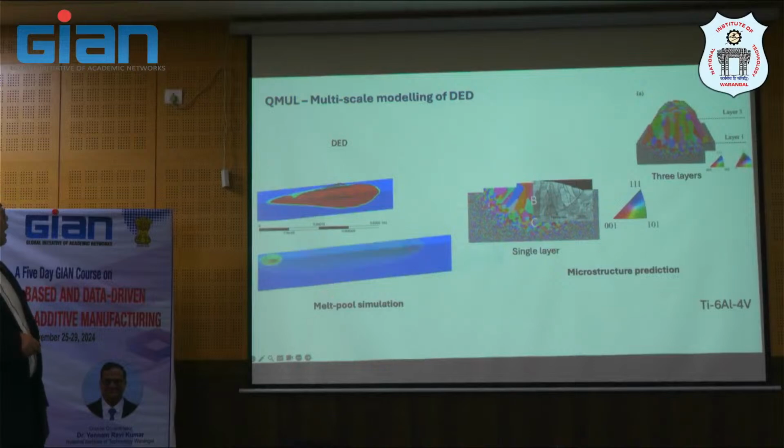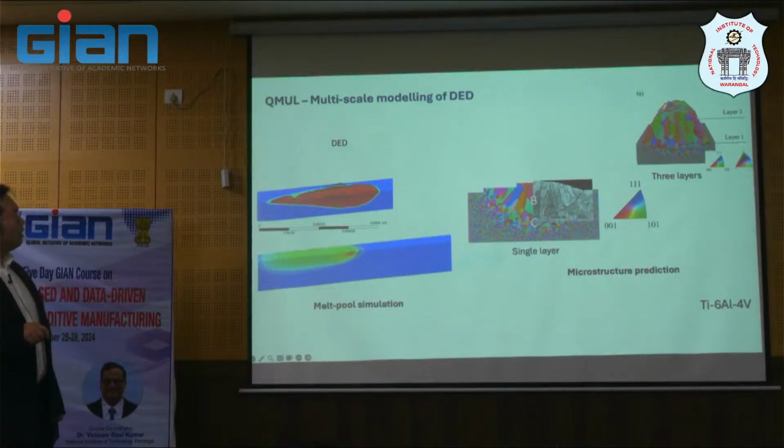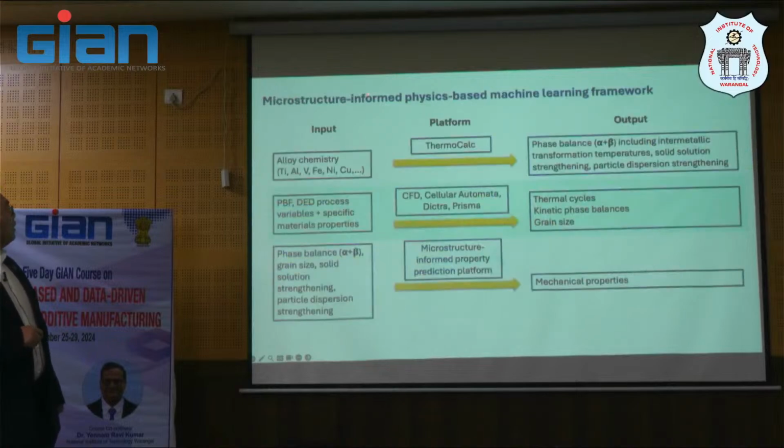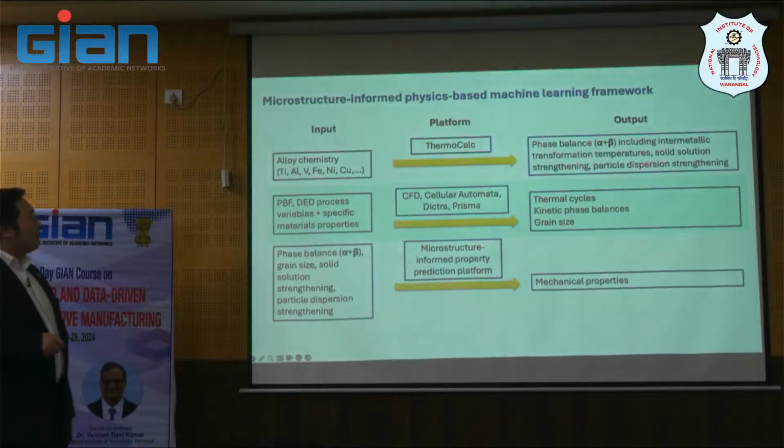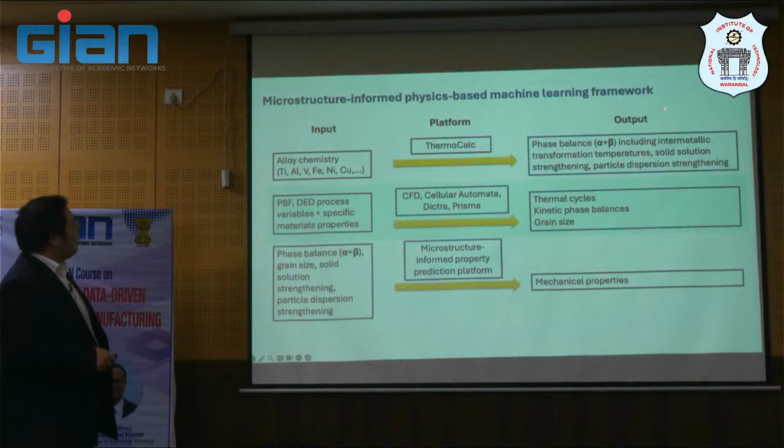If we apply the previous one with additive, we start to optimize with the DED process, for example, and look at the microstructure evolution at the representative number of layers of deposition here for designing a new material. And then we need to use this microstructure-informed framework here, a physics-based machine learning framework, to input the data into Thermo-Calc here, with output as phase equilibrium or intermetallic transformation temperature, solid solution strengthening, all the physical parameters that you are looking at.